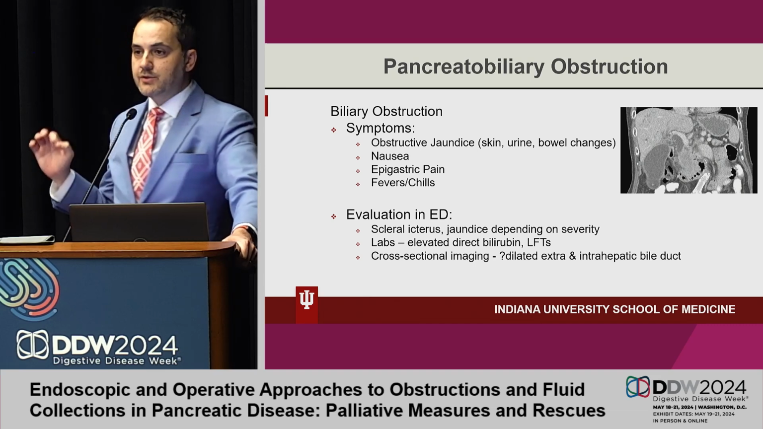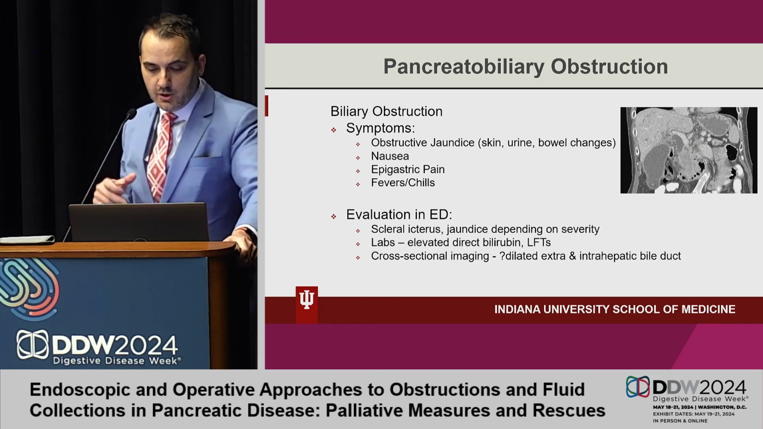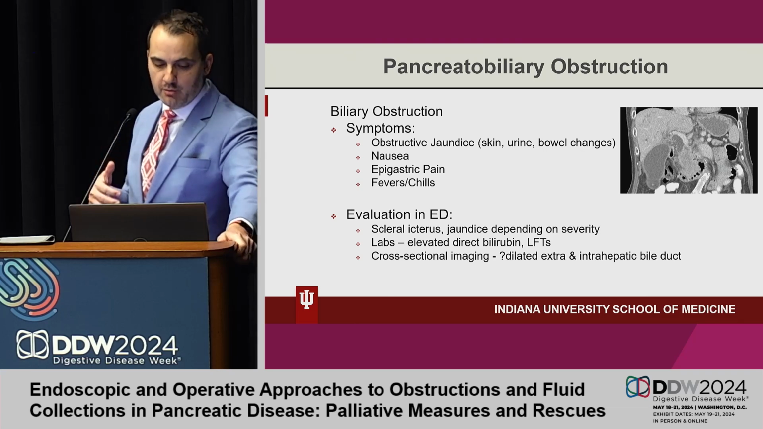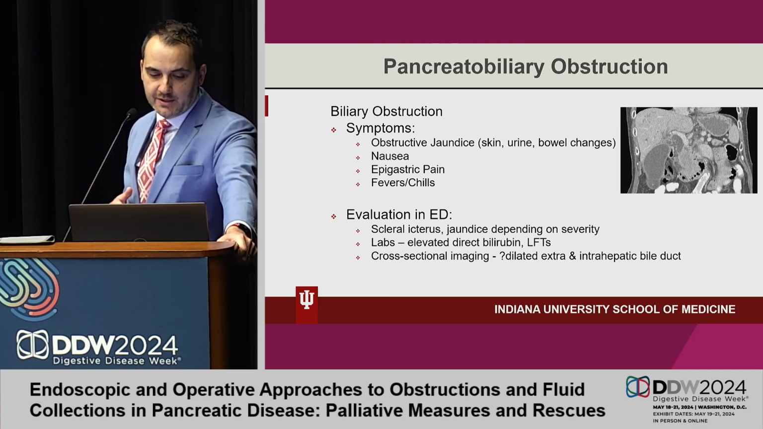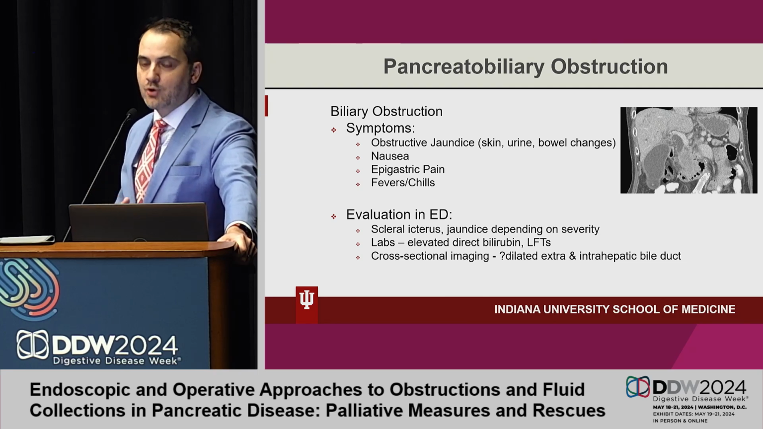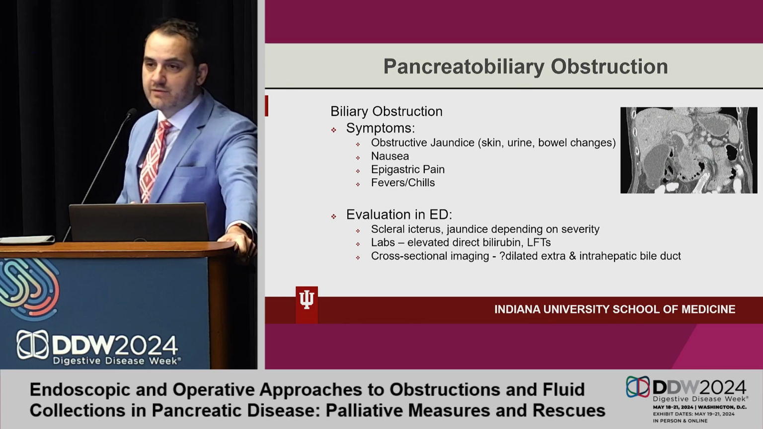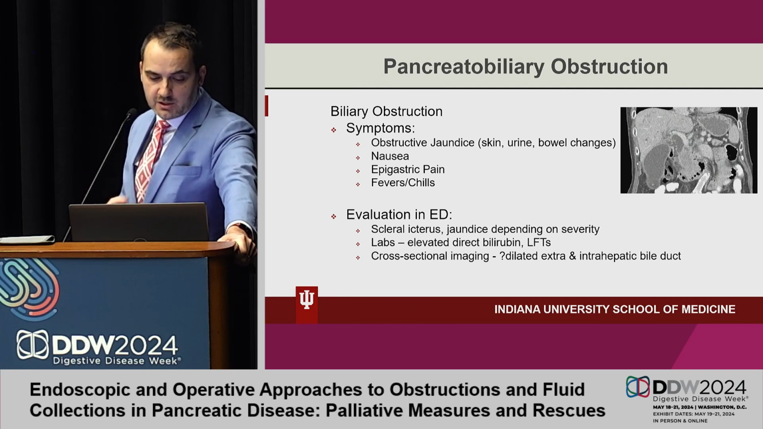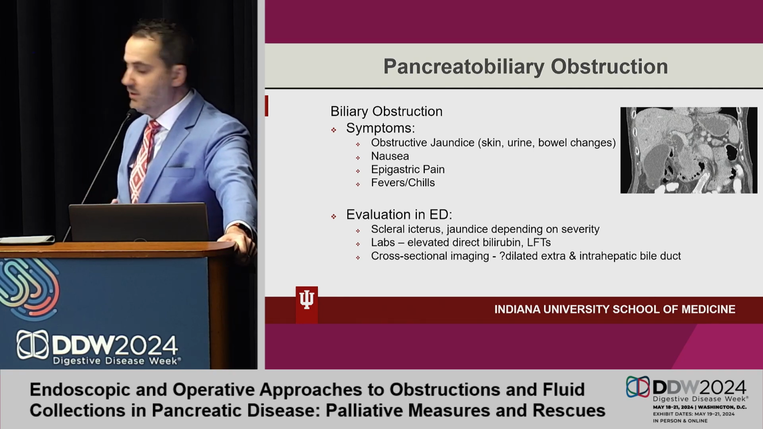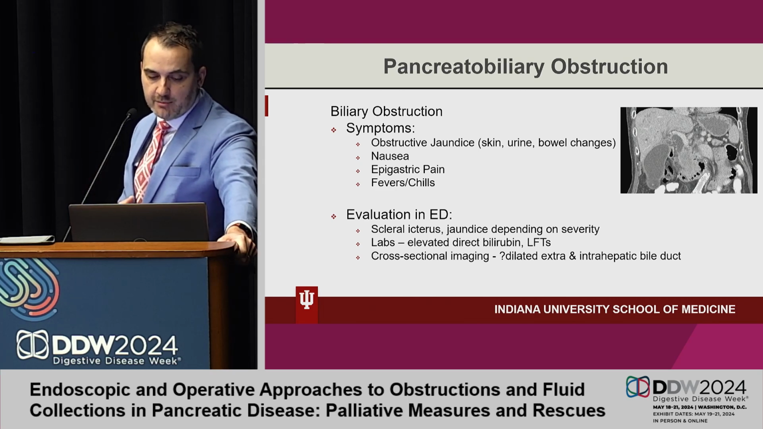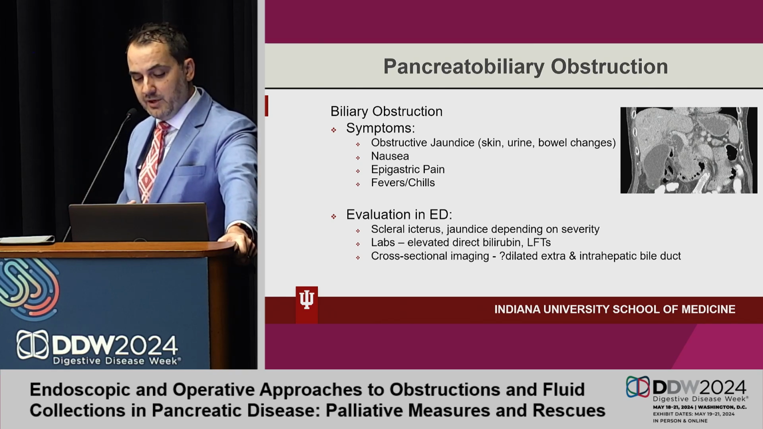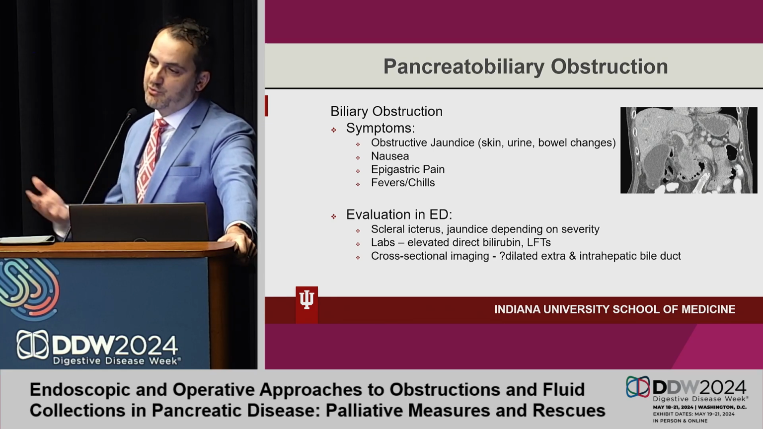Now, let's break this down to site of obstruction. I think the easiest one, and that most people will establish, is biliary obstruction. Symptoms are pretty classic, some component of obstructive jaundice with skin, urinary, bowel changes. Most of these patients will have dramatic nausea, epigastric pain, in some cases fevers and chills when the biliary obstruction is significant. When they're evaluated, typically in an emergency department, maybe in your clinic, you'll see scleral icterus and jaundice. Depending on the severity of the obstruction or the chronicity of it, you'll see some laboratory changes, the direct bilirubin and LFTs. And then cross-sectional imaging can be varied. You can have dilated extrahepatic, dilated intrahepatic biliary ducts, maybe just extrahepatic. It also depends on timing of presentation.